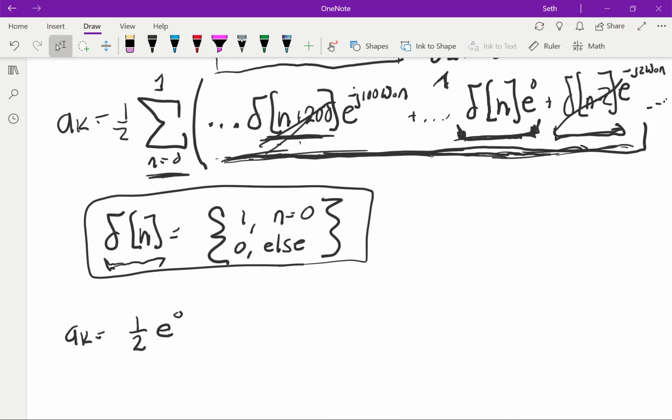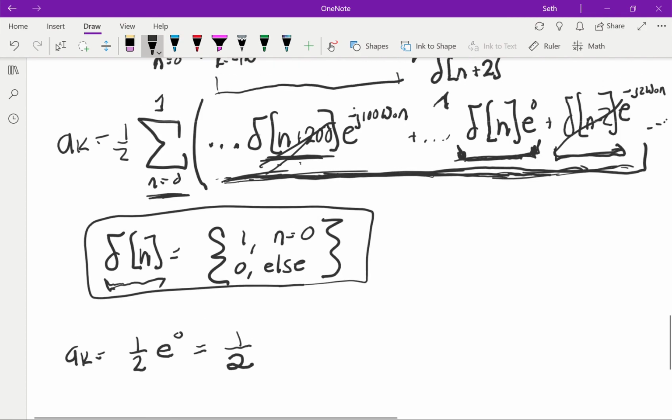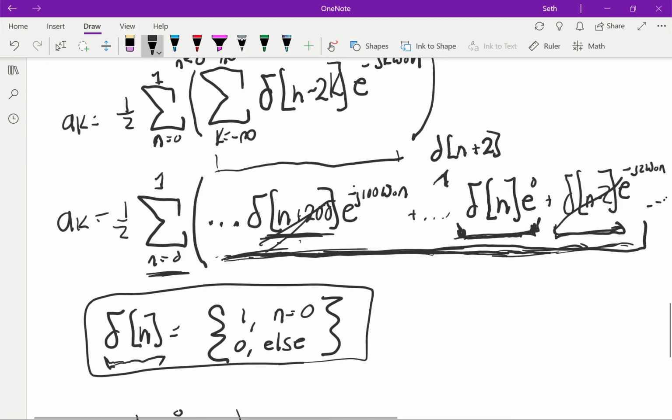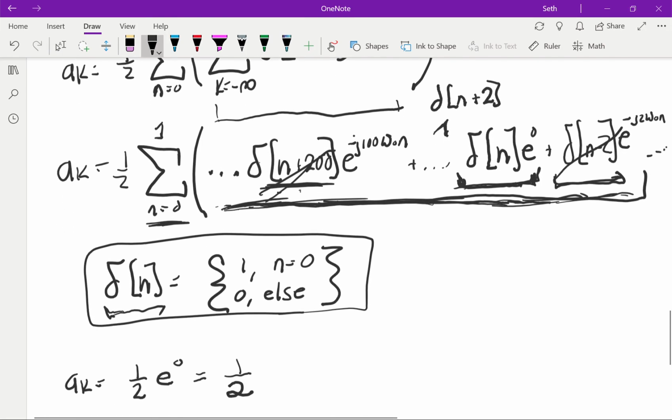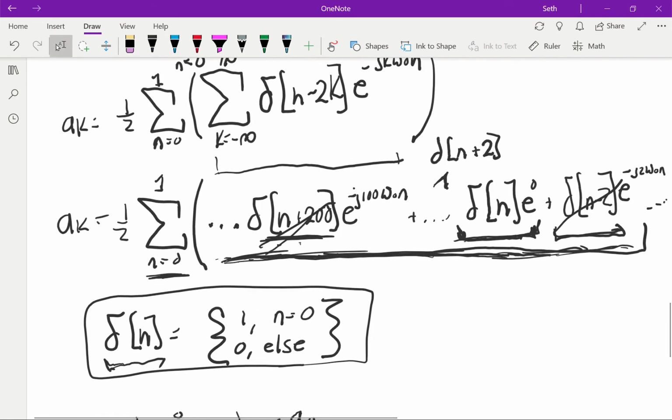So the Fourier series coefficient is just 1/2. And that would be the a 0 term, because when we did it up here, that was k equals 0.